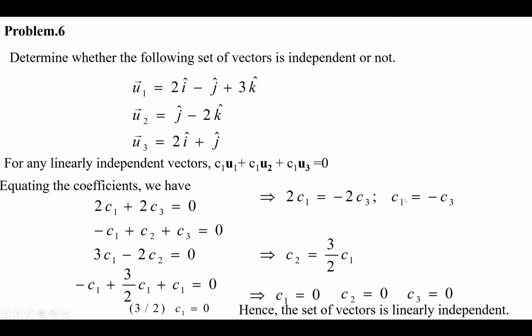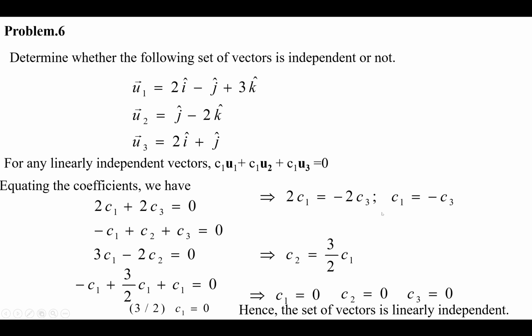And of course we have already obtained c1 equal to minus c3, and c2 equals 3 by 2 c1. You substitute in the second equation. So that will give us minus c1 plus, instead of c2, substitute 3 by 2 c1, plus c3, substitute minus c1. So c3 will be minus c1. So now this c1 and this c1 will cancel. We have 3 by 2 c1, which is equal to 0. It implies that c1 equals 0.